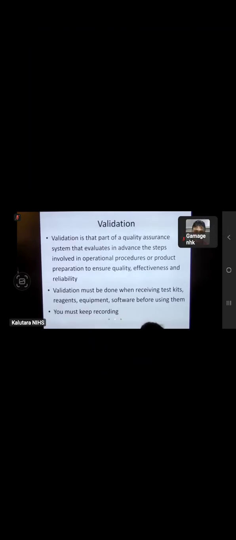The term is validate. How do you validate this streptococcal grouping kit? Can somebody tell me? Now you have received a new kit. How can you validate? Grouping can be done. Yes, very good.